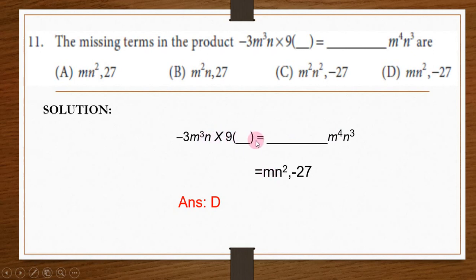Next, n into here n square. So when we add here 1 and here 2, so 1 plus 2, 3. So m n square. Here m n square will come. Here minus 27 will come. So answer D.